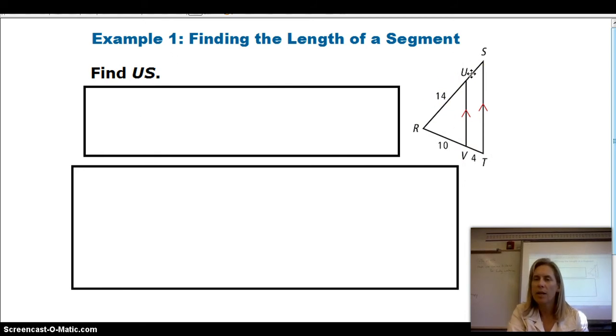Yes. Alyssa, how can you set it up differently? I did 4 over 10 equals X over 14. Okay, so she did 4 over 10 equals X over 14. And so we're finding that X, and what did you get, Blake? I got 5.6. Do you agree, Amaya?